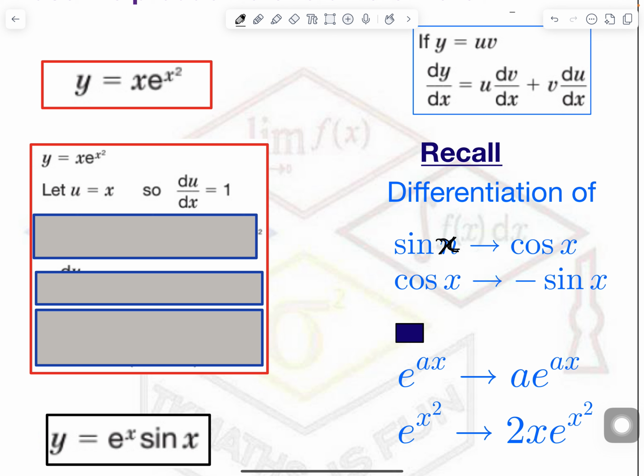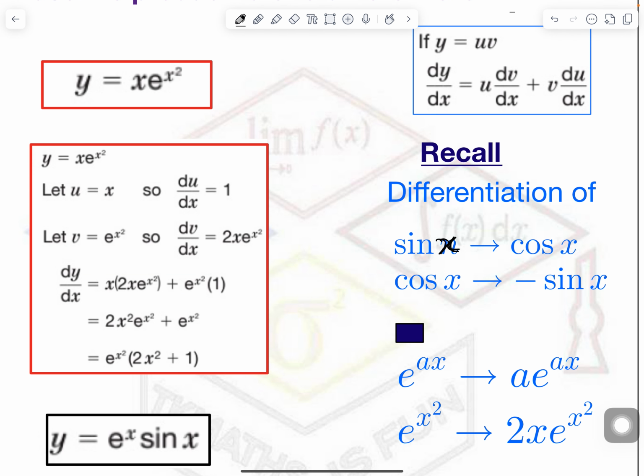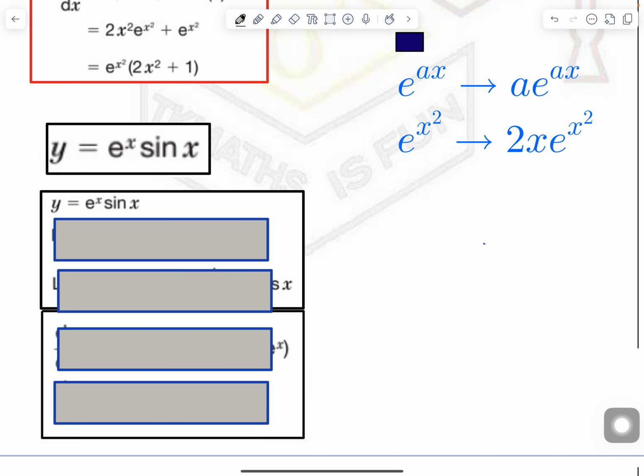So you can see I am taking x as u, differentiation is 1, then e power x square is v, differentiation is 2x e power x square, and then I'm substituting it in the formula, which is u v prime plus v u prime, and factorization. So I hope you would have gotten it correct. Now check the second one. You can put the video on pause if you have not completed the question.